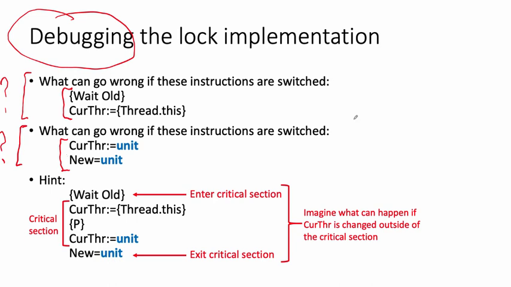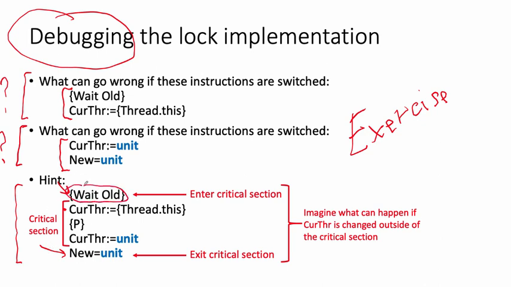So an exercise for you is to find a scenario. That means assume you have two threads and assume you have a scheduler that's trying to break the system, and you try to make the threads wake or sleep to make the bug appear. So the hint is that the wait must come before this current thread, and the new equal unit must come after, because the wait old means enter the critical section, and the new equal unit means exit the critical section.